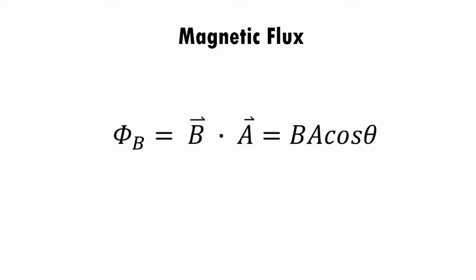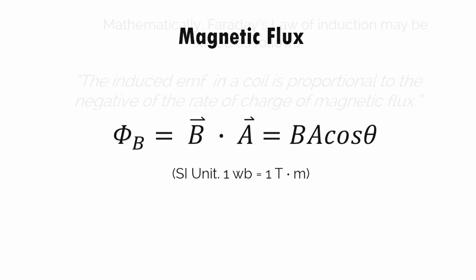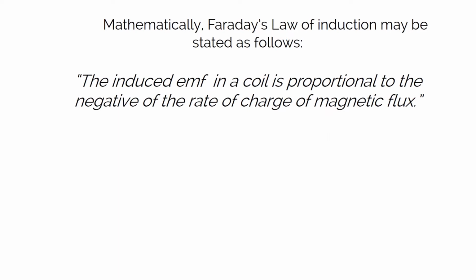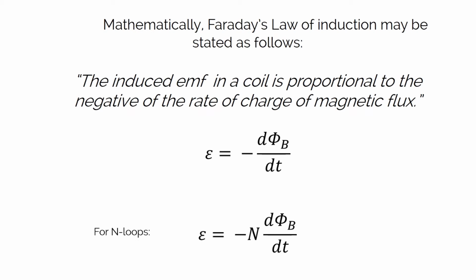The formula for magnetic flux with respect to Michael Faraday's observation is B, the magnetic field, times A, the area, times cosine theta, which is measured in Weber, where 1 Weber is equivalent to 1 Tesla times meter squared. Mathematically, Faraday's law of induction may be stated as follows: the induced EMF in a coil is proportional to the negative of the rate of change of magnetic flux, which has the formula E, the induced EMF, is equal to negative N, the number of loops, times the change of magnetic flux over the change of time.